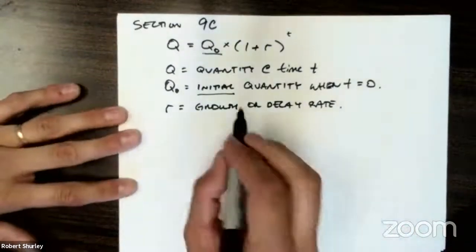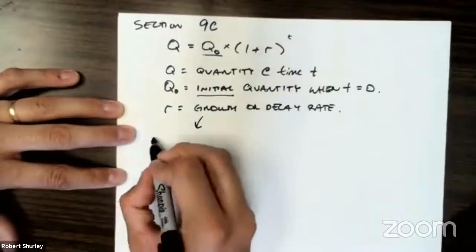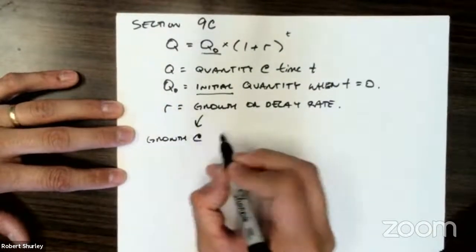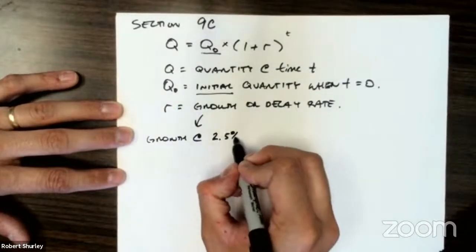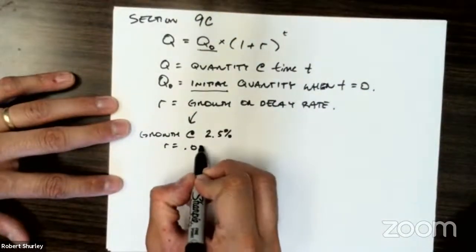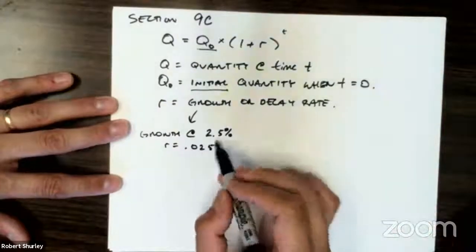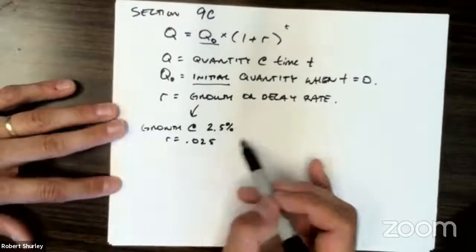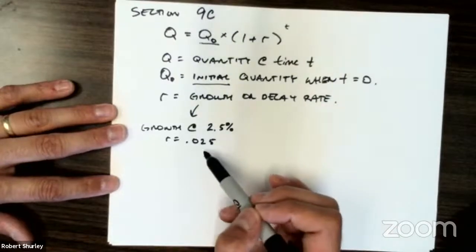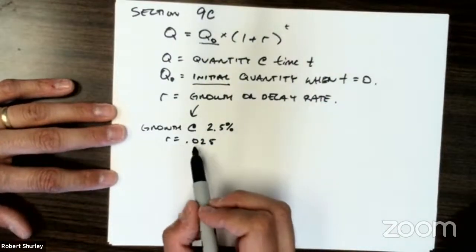So let's just do an example of this first. A growth rate of a savings account at 2.5%. For the formula, this is going to be 0.025. That's going to be your growth rate. Again, it's a percent increase, right? So the growth rate is 2.5%, but in the formula it has to be written as 0.025.